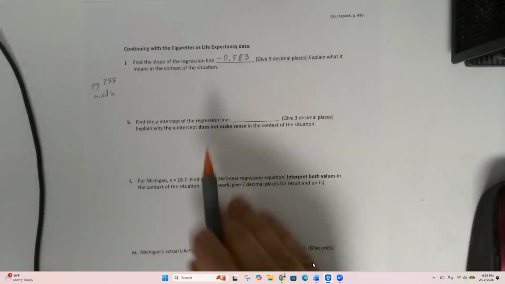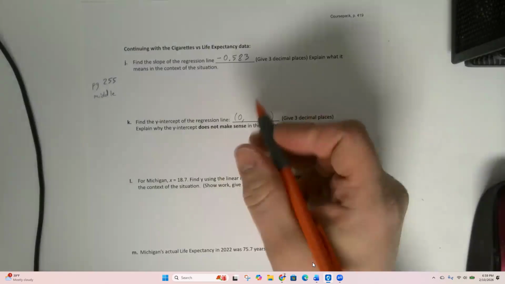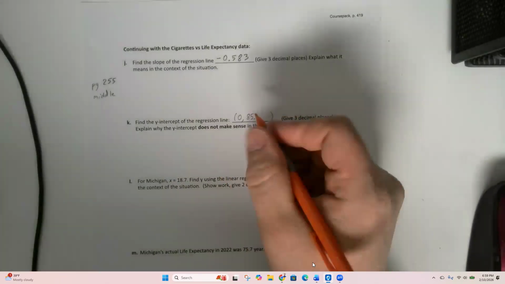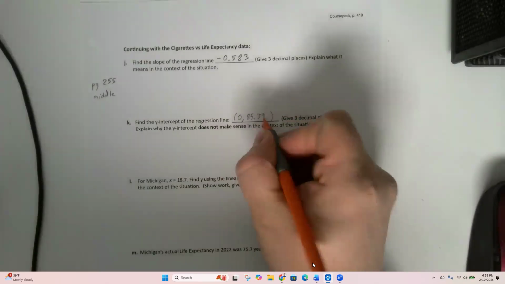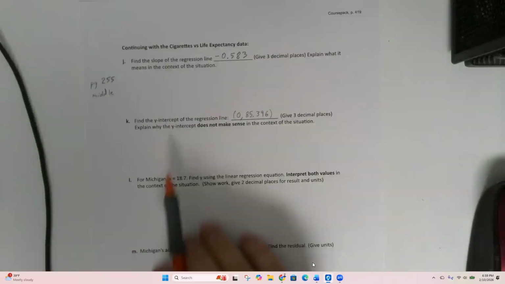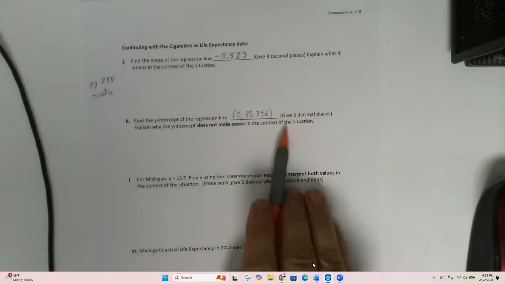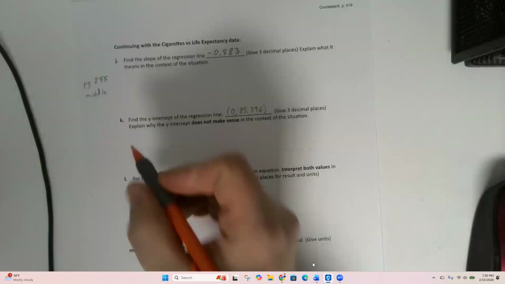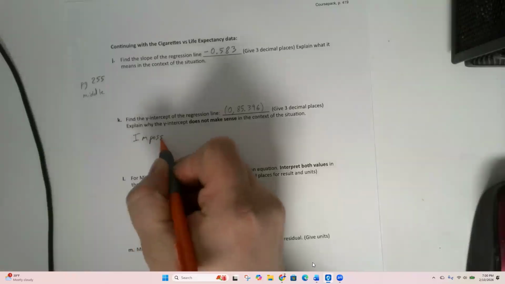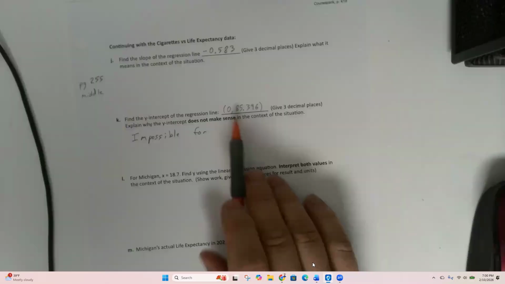Find the y-intercept of the regression line. So that's 0, comma, 85.396. Okay. Explain why the y-intercept does not make sense in the context of the situation. So the script for that goes: impossible for blank, and then you write out why this is impossible.